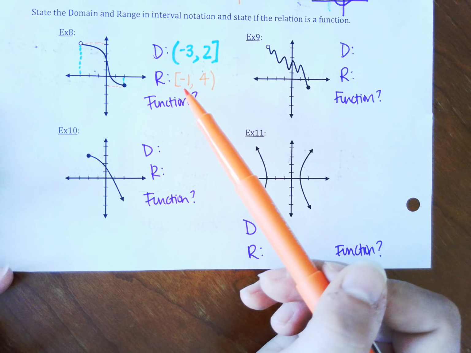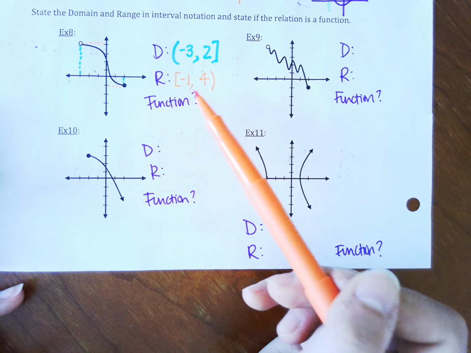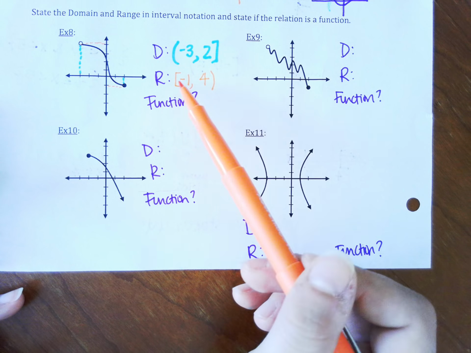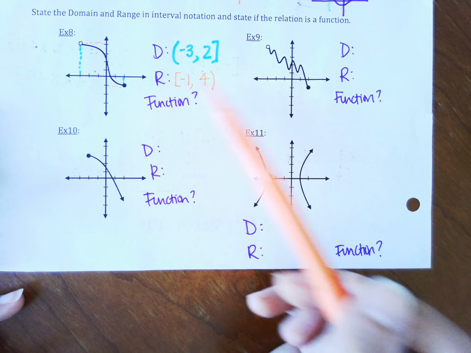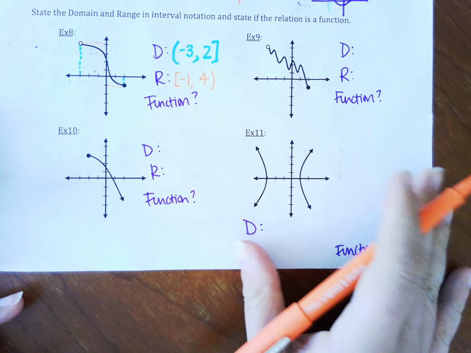We just want to make sure that all of our interval notation is expressed from lowest to highest. So we don't want to flip this around and have it go from 4 to -1 because that doesn't make sense. We want it to go in a numerical sense.